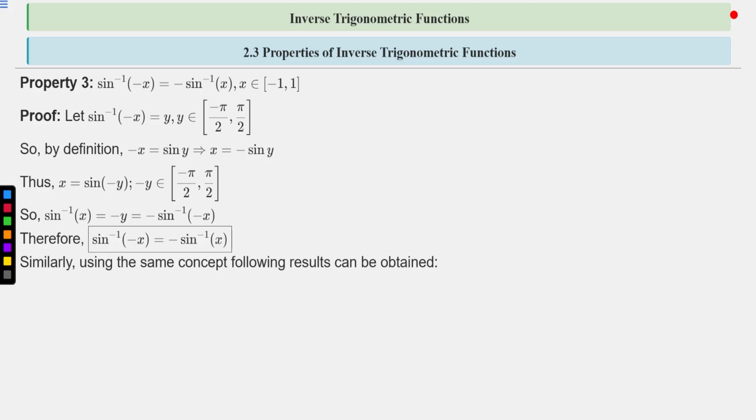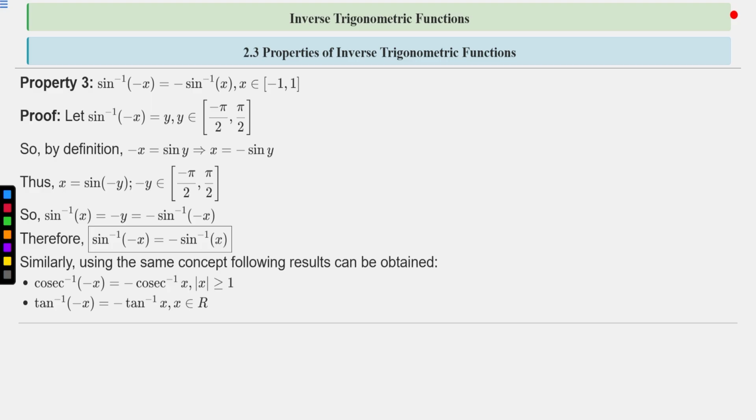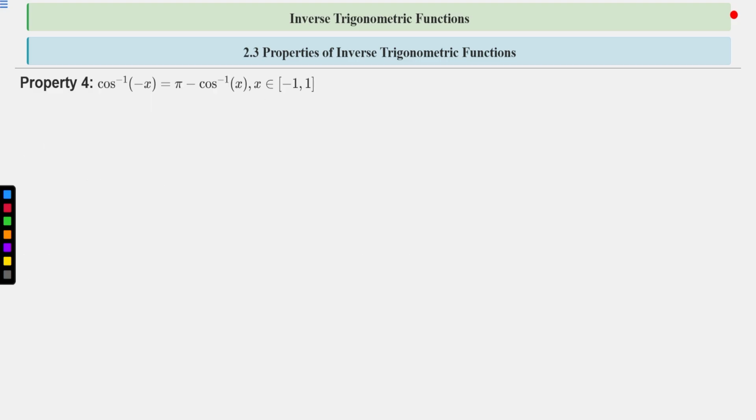Similarly, using the same concept, the following results can be obtained. You can remember the following results also. Cosec inverse minus x will be equal to minus of cosec inverse x for all mod x greater than or equal to 1. Also, tan inverse minus x will be equal to minus of tan inverse x when x belongs to real. Clear? Let us move to the next property, property 4.